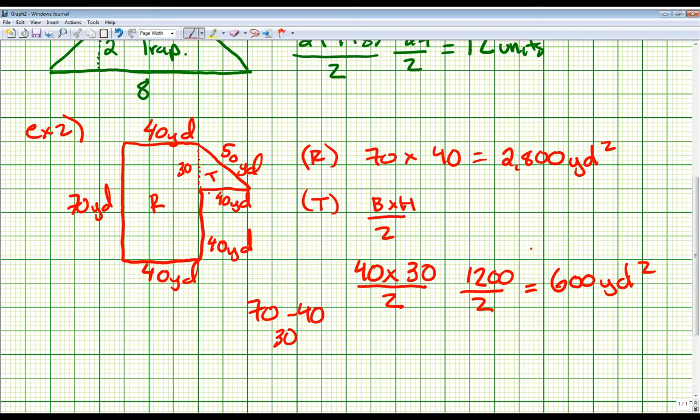So then lastly, we need to add our two pieces together. So we have 2,800 plus 600. I'm going to put my answer at the bottom here. That gives me a grand total of 3,400 yards squared for my total area between the two rivers that it shows on the picture. And there we have it for example 2. So there are no try it on your owns on this lesson since it's an extension. So that brings us to the end of the lesson.